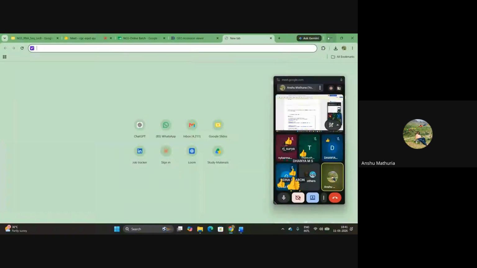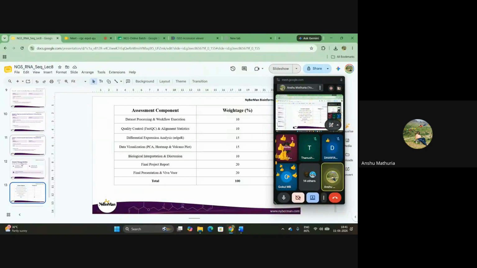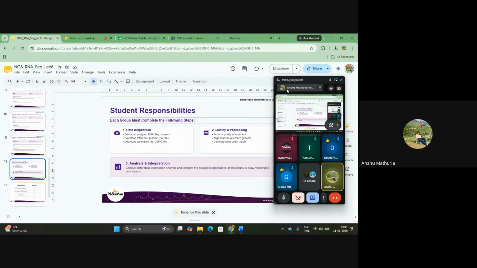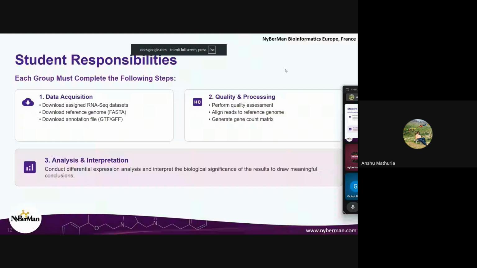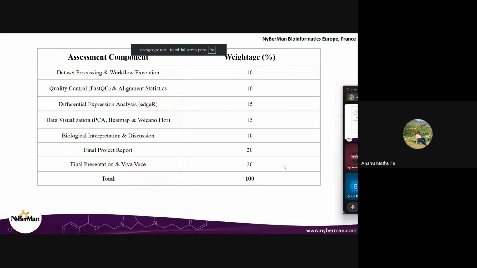Okay. So this is one log file that you need to generate, which has all the results. You're going to be marked on the basis of all of this. This is the assessment component. Every step has been divided into a particular part, and the marking of all these steps will be based on the log file, because all the steps should be mentioned properly in the log file. If it is mentioned and accounted for, you will be getting marks for it. The main marks are for the differential gene expression, data visualization and interpretation.